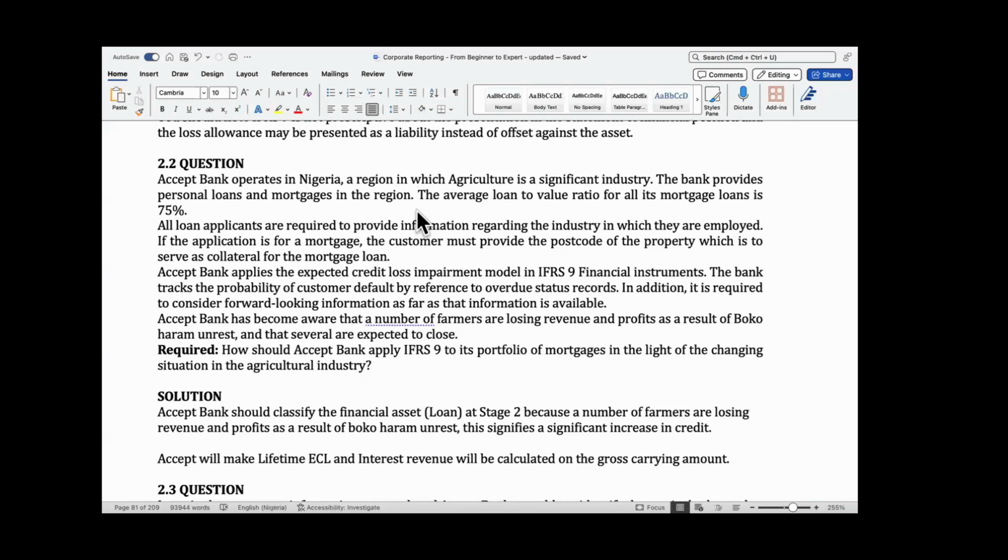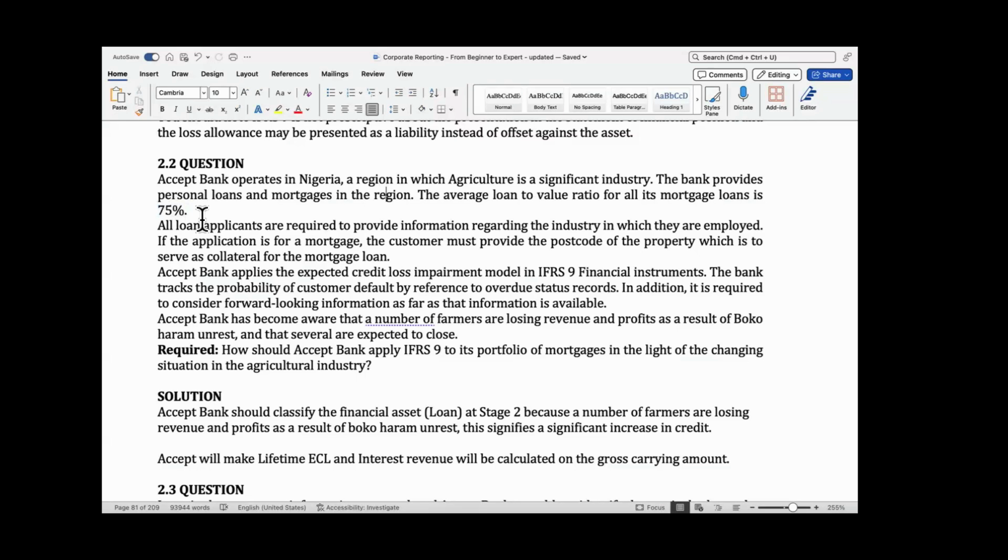So the value of the security is higher than the loan. So loan to value is 75%. Which means that if the value of the asset the person provides as security is 100 naira, the loan we are providing is like 75 naira. That's loan to value ratio. I don't think we need that in this correction, but you just need to understand it since they mentioned it.